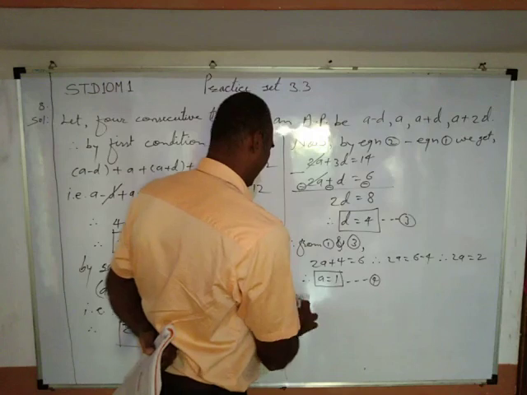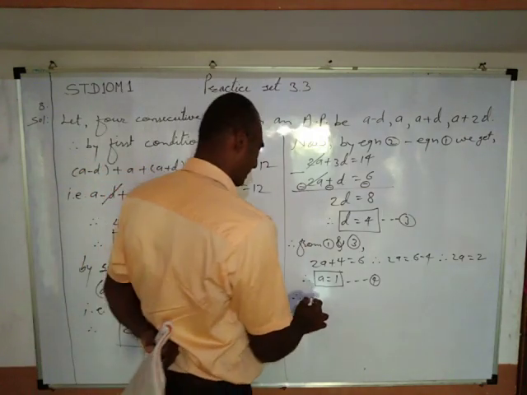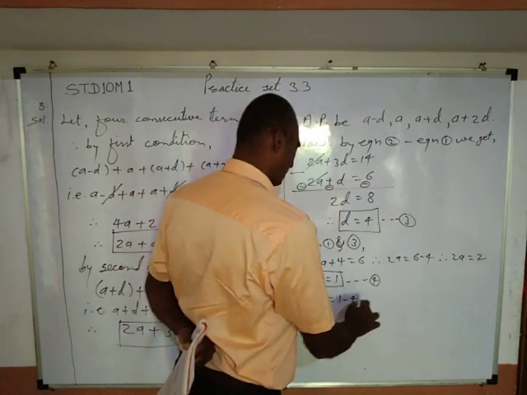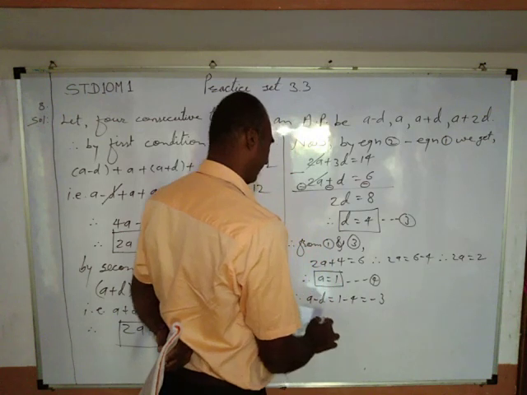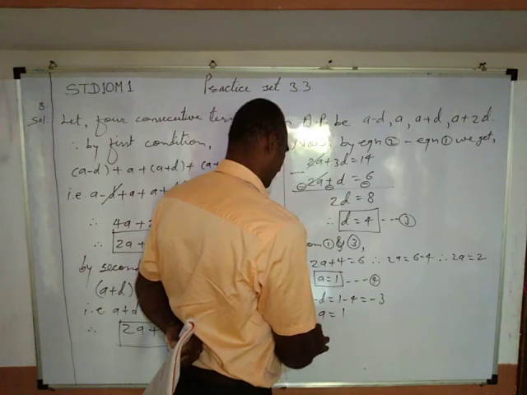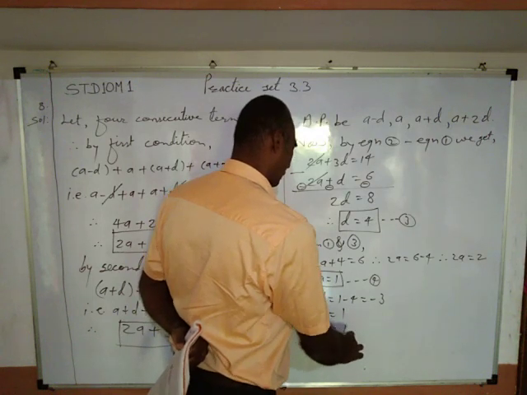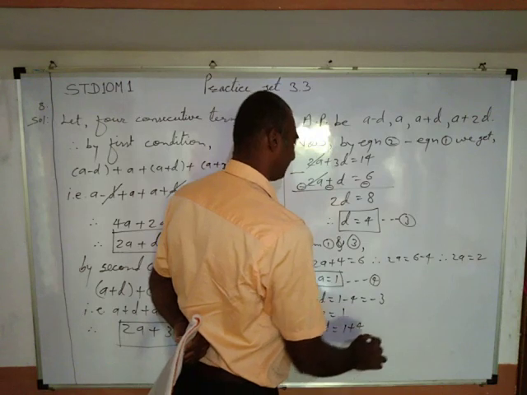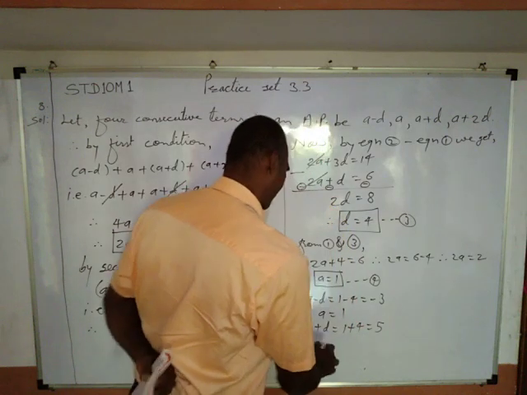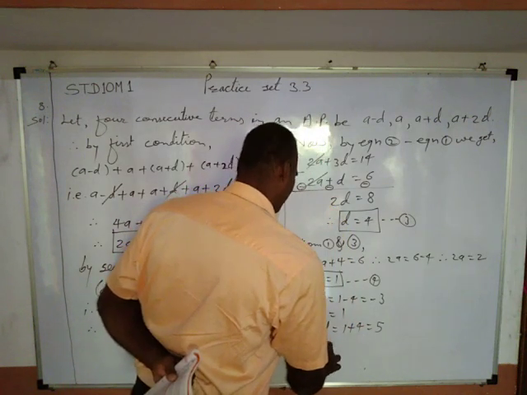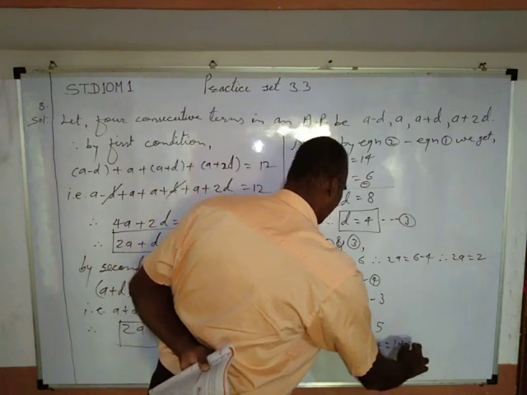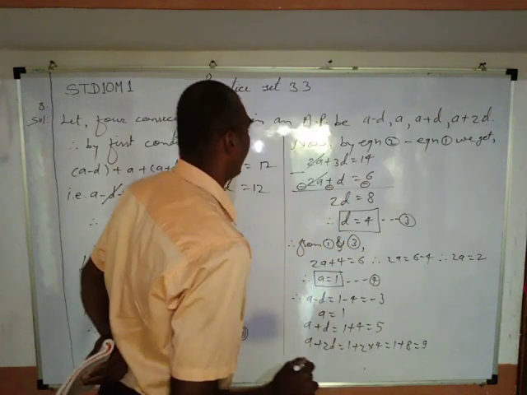Equation 4, and therefore A minus D equals 1 minus 4 equals minus 3. A equals 1. A plus D equals 1 plus 4 equals 5. Okay, and A plus 2D equals 1 plus 2 into 4 equals 1 plus 8 equal to 9.